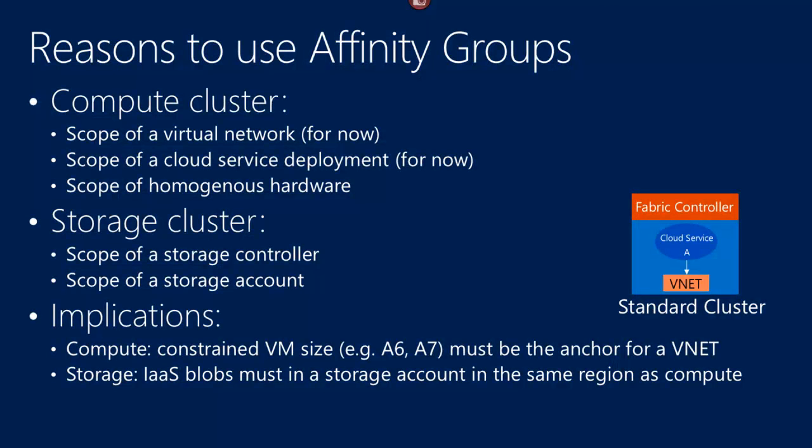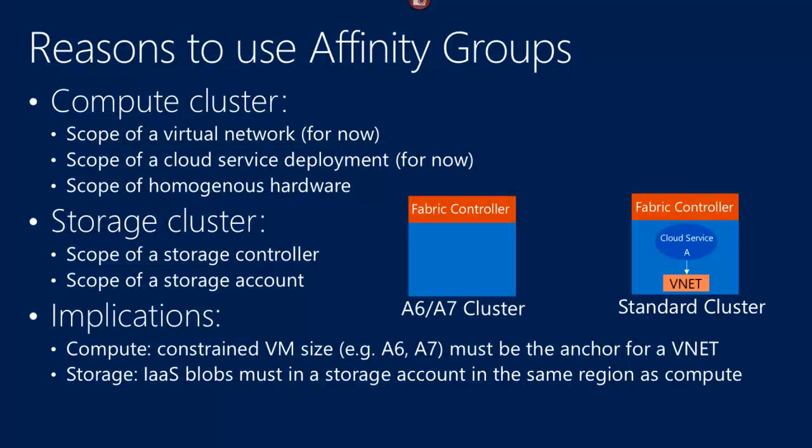And people have started running into this because we've rolled out new clusters with A6 and A7 servers. Those servers have 64 gigabytes of RAM, whereas the traditional servers have 32. And so we can't fit the A7 VMs on those 32 gigabyte clusters. So the problem that you might run into is if you have a VNet or affinity group with a cloud service deployed into it, and it's on one of these non-A6, A7 supporting clusters, and you go deploy an A6 or A7, and you say, put that in the same affinity group, you're going to get a failure.